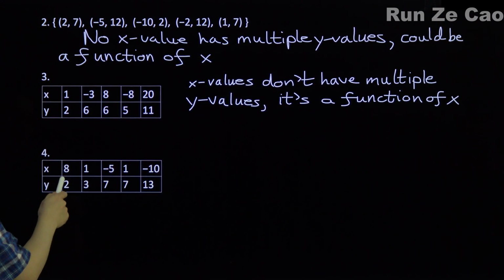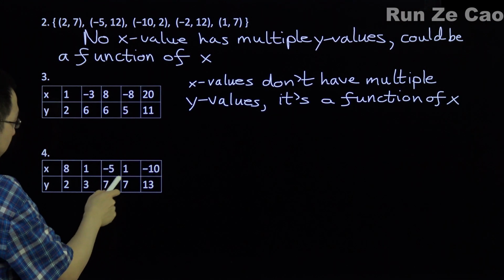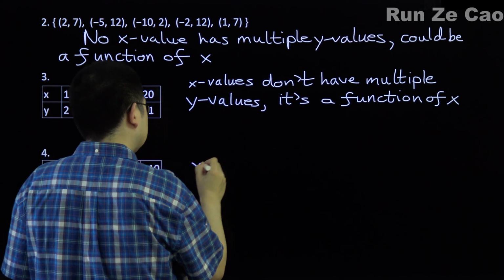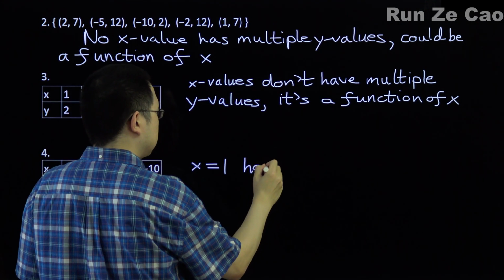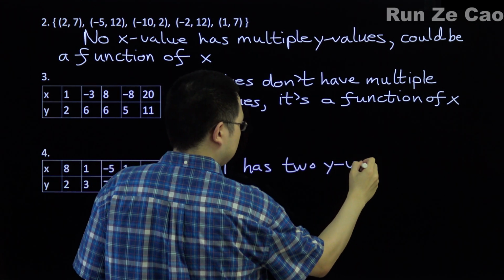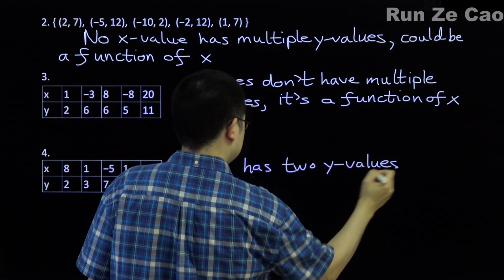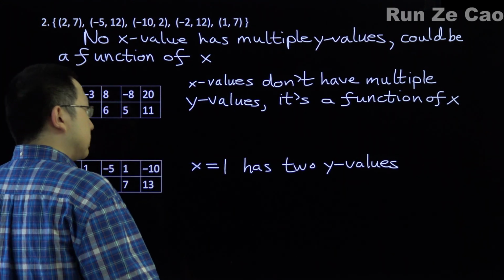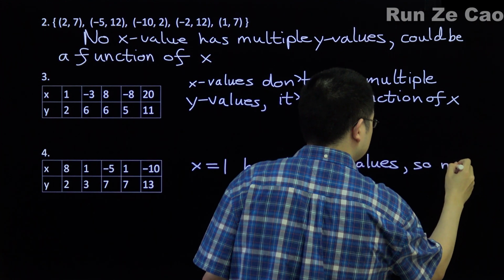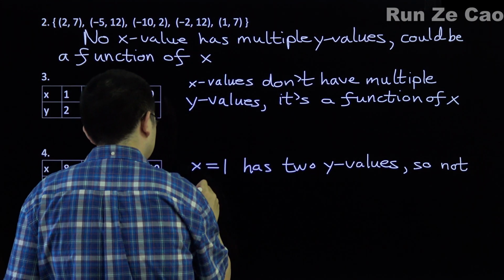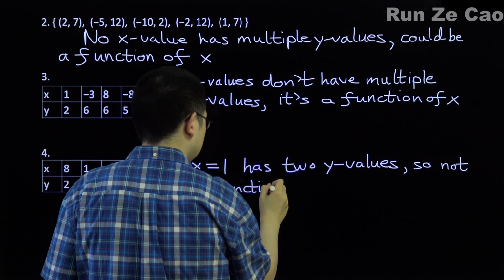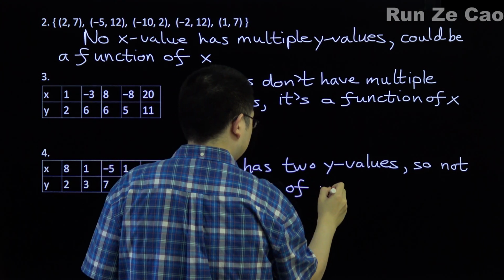Now here you have x equals 1 and x equals 1 corresponding to two different y values. Oh dear. X equals 1 has two y values. Therefore, this is not a function of x.